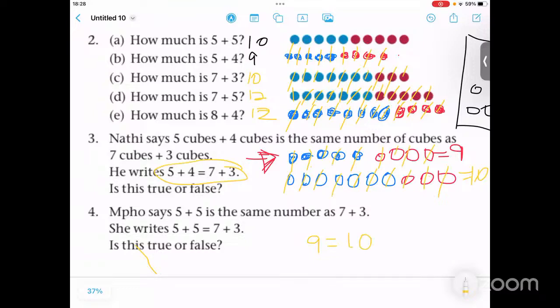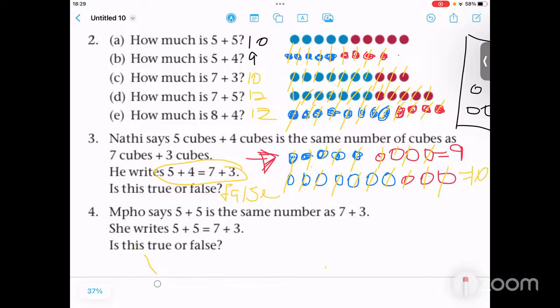So I'm going to ask you a question. Is 9 equal to 10? Is 9 and 10 equal? No. Perfect. So does this mean the statement is true or false? What does it mean? False. Is everybody saying false? Or do we have somebody who thinks it's true? It's false. Everyone's saying false. Perfect. I'm so happy that you guys are with me.